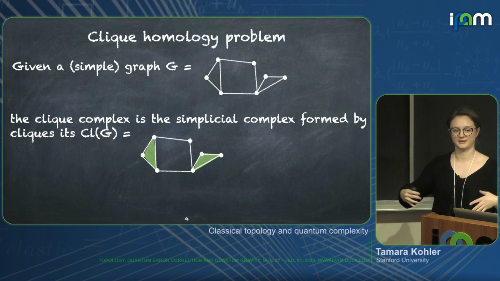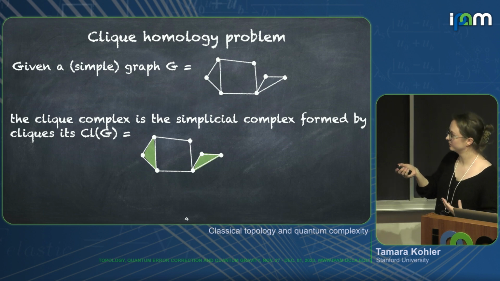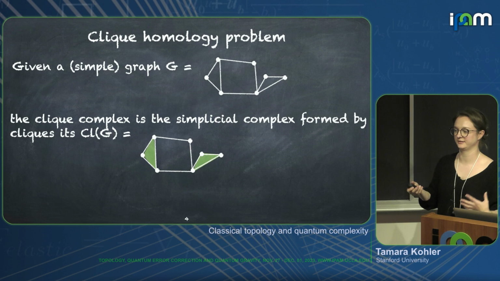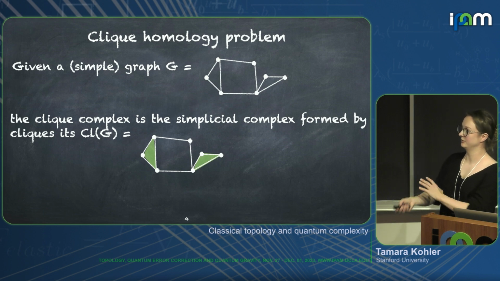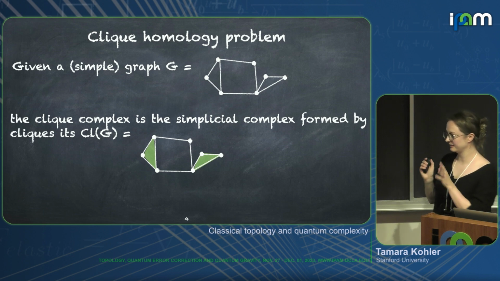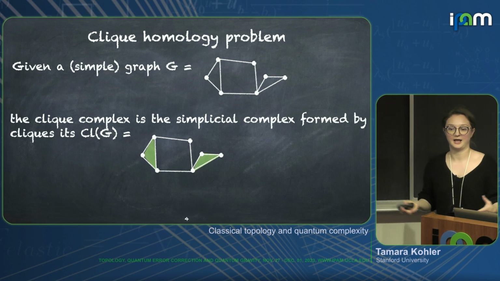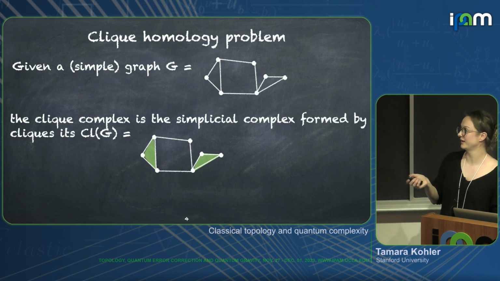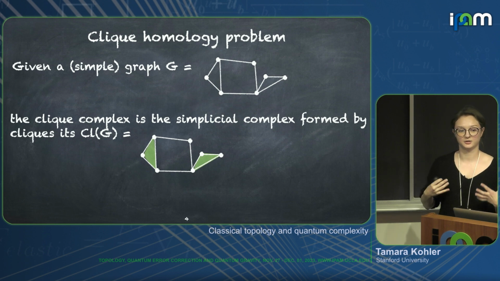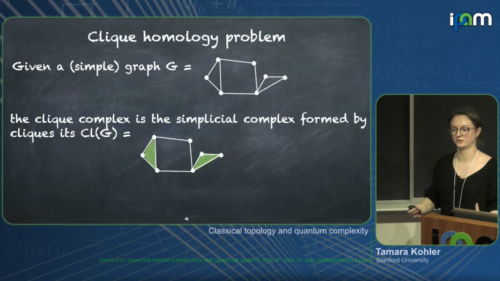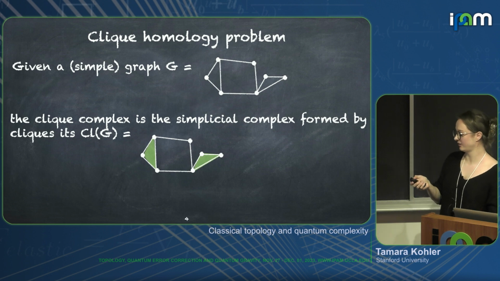But in general, you can keep applying this process with larger cliques and higher dimensional simplices, and this will build some clique complex, some simplicial complex. And the key thing here is that this simplicial complex can have exponentially many simplices in the number of vertices in the graph. But in order to describe the complex, you don't have to give a list of all these simplices. You can just describe the graph.